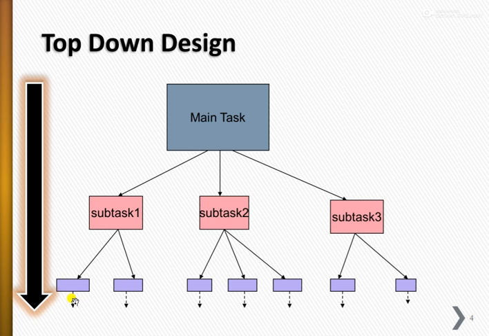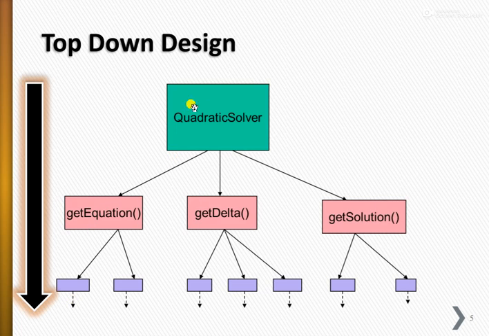Suppose you want to solve a quadratic equation. You want to develop software which solves quadratic equations. Then you try to get the equation first, that is one task. You try to get the delta value, another function. You try to find the solution in another function. Again you can divide these functions further, such as taking the values of x or the variables, or any other information regarding the delta or the solution functions. You can divide more and more. In that way you can go on.